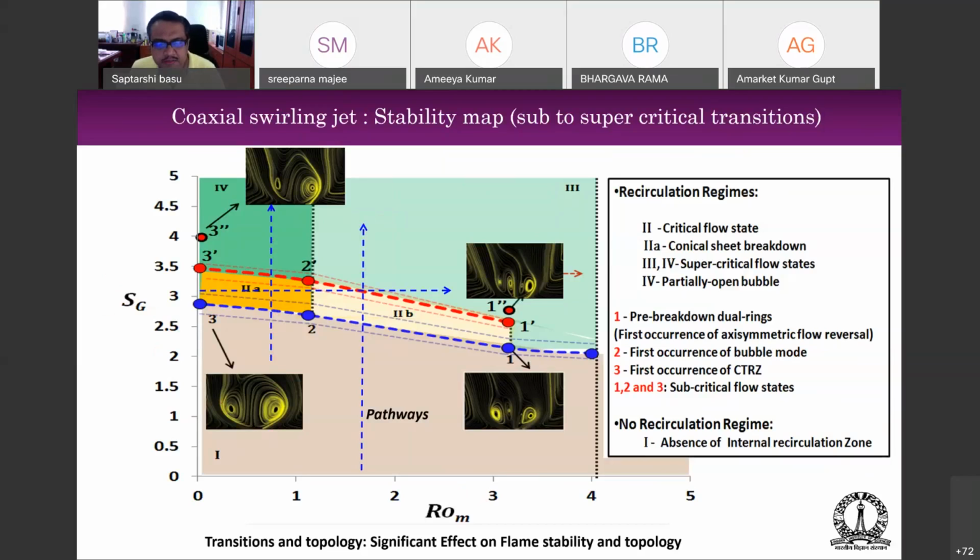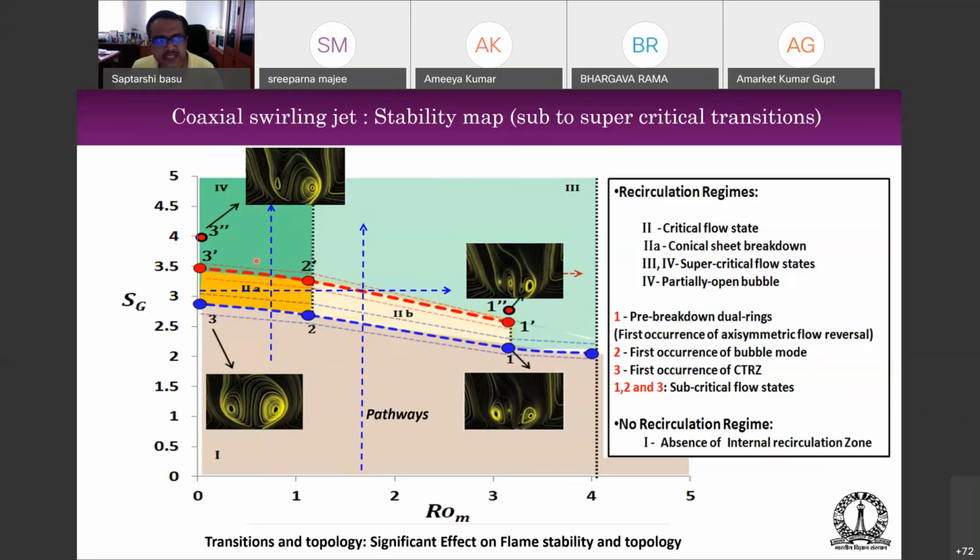So this is exceptionally useful for the industries, because they actually know the two operating parameters, and therefore they can find out how the flow behaves as you go from one point to another. So if you do not want, say, stage number 4, which is basically an open bubble, then you should avoid this green colored space. That means you should operate at a slightly higher Rossby number, and then you can go on increasing the swirl number without ever entering into this stage 4.